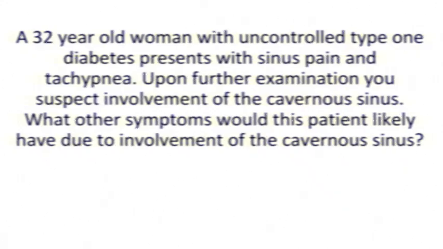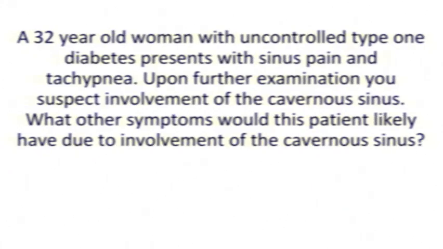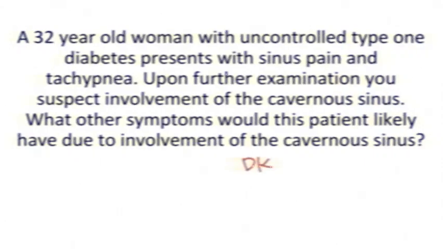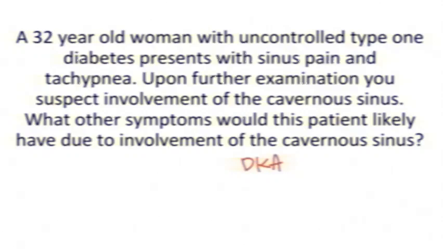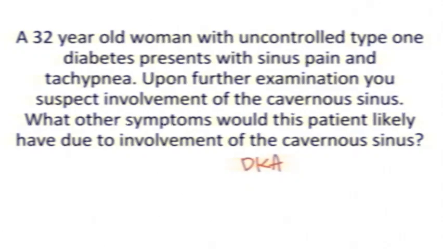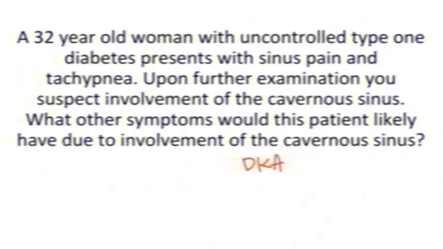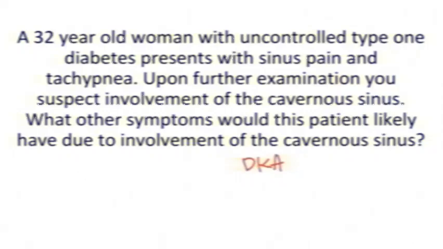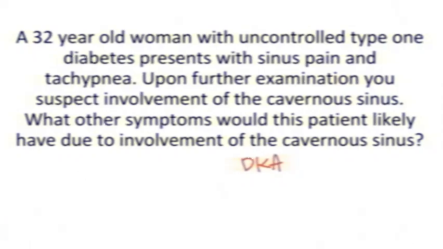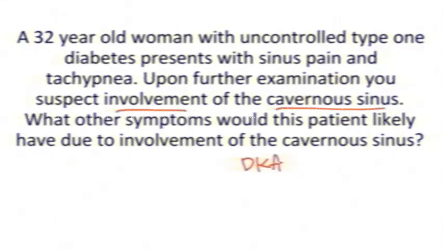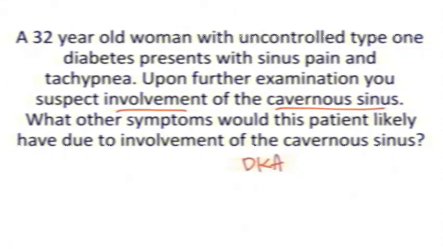Recall that mucor and rhizopus are opportunistic fungal infections which are commonly associated with diabetic ketoacidosis, or DKA. Because our patient is a type 1 diabetic and is presenting with tachypnea, we can assume she's in a ketoacidotic state, which increases her risk for a mucor and rhizopus infection. It's important to know that mucor and rhizopus can penetrate into the cavernous sinus, resulting in a cavernous sinus thrombosis. Aside from this, the question stem tells us that the cavernous sinus is involved, so we can assume that the cranial nerves traversing this region are damaged.